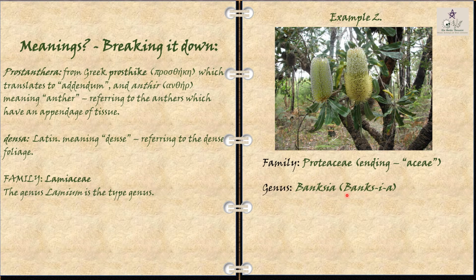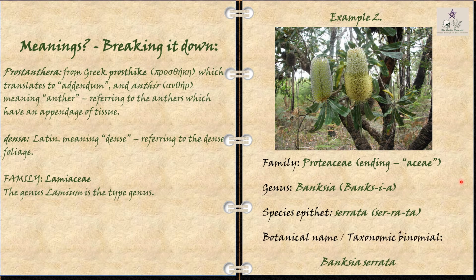And you can break that up and you might go, Banksia, oh, I wonder where that name comes from. That's quite a simple, maybe common name. Heard that one before somewhere. The species epithet is serrata. Serrata. That's a nice, easy one, I think, to get familiar with. Botanical name, taxonomic binomial, Banksia serrata.